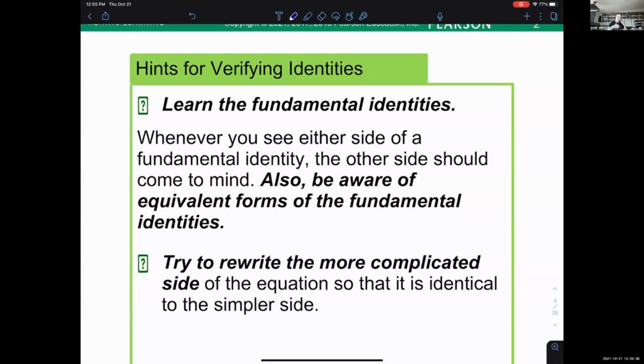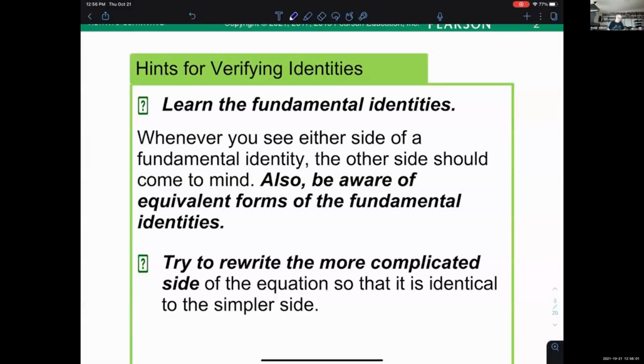what you'll do is you'll look over the identities that you've been given. You'll look over the fundamental identities to see if something on one side of those is in the problem that you're looking at. And then you'll think, oh, there's cosine squared theta plus sine squared theta. I can replace that with a 1. And then after you've done that a few times, then maybe it'll just come to mind.